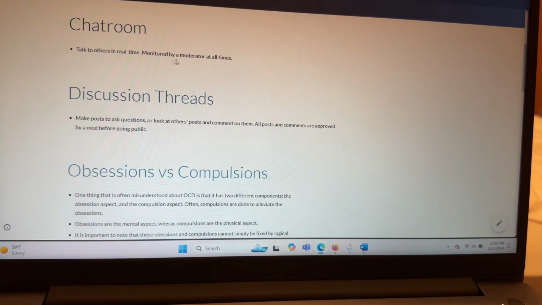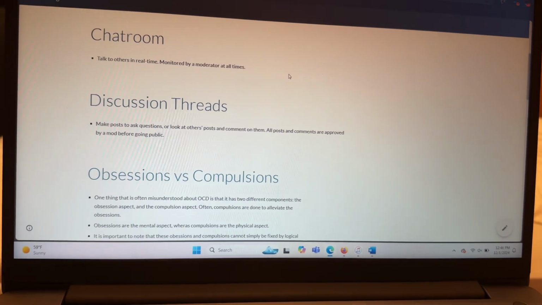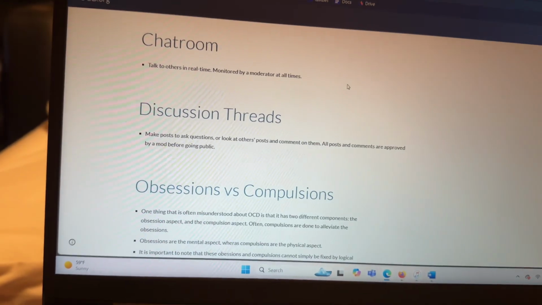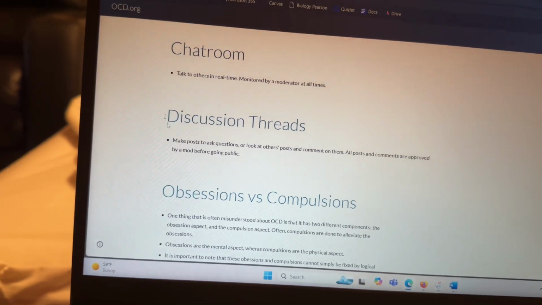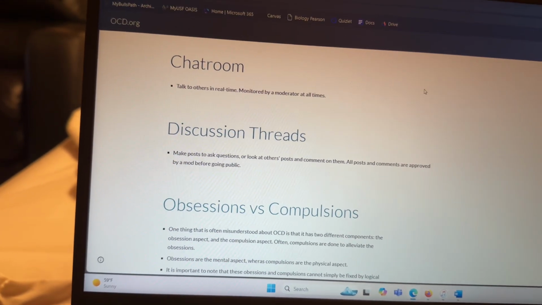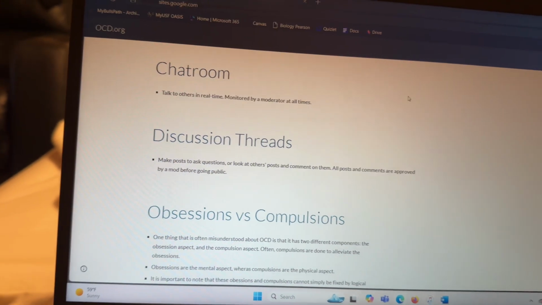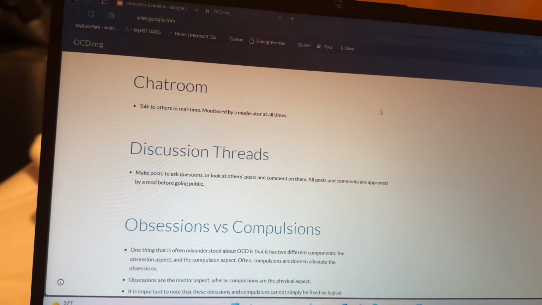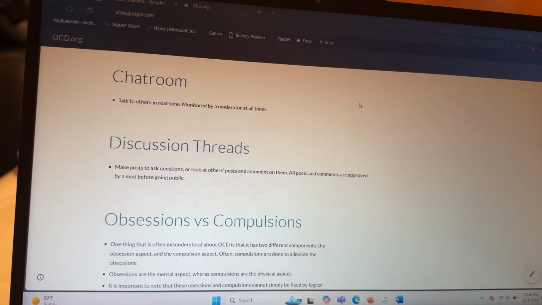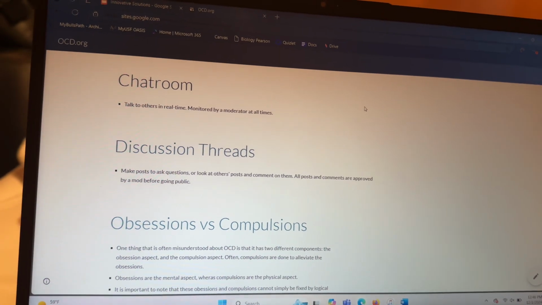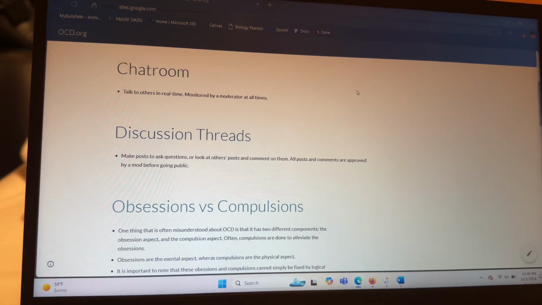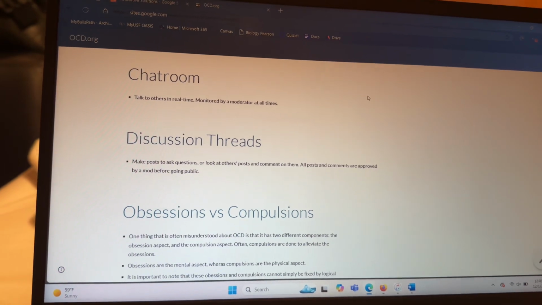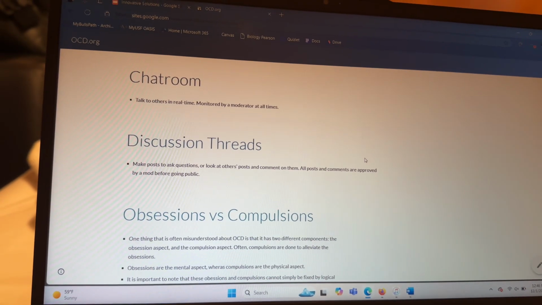First, there's a chat room. So if you just wanted to talk to people in real time, it would be monitored by a moderator at all times. And then there's another chat thing called discussion threads. So this would be if you want to have more of a formal discussion. It wouldn't be as fast paced, but you could look through different threads, make posts to ask questions or look at others' posts and comment on them. This would also be approved by a mod before going public, so it would be a slower discussion, but this would be for more formal things if you had a specific topic in mind. The chat room is just if you want to talk in general.